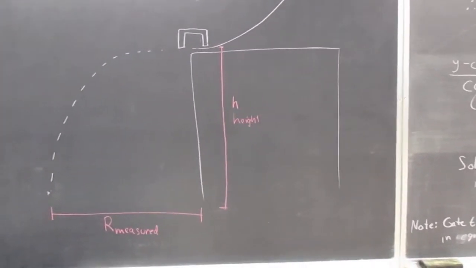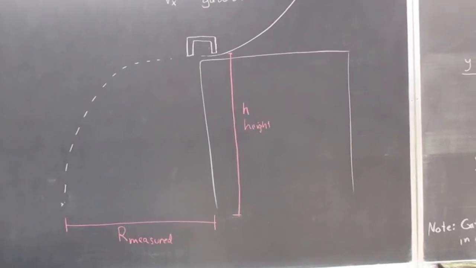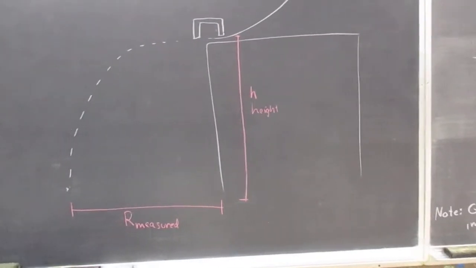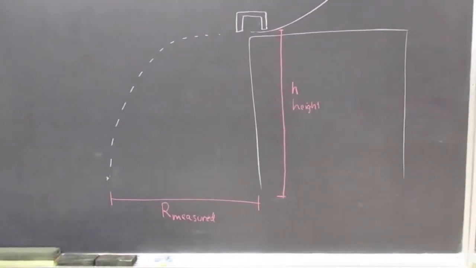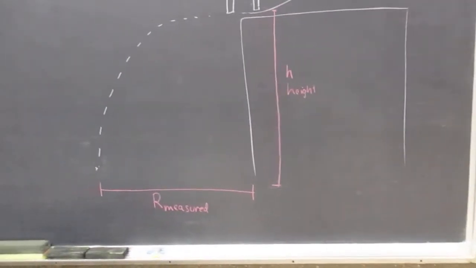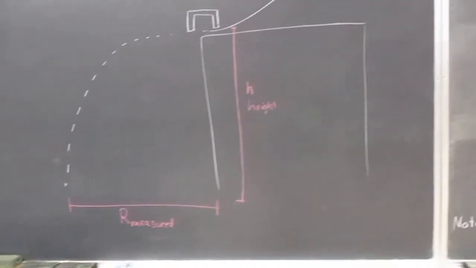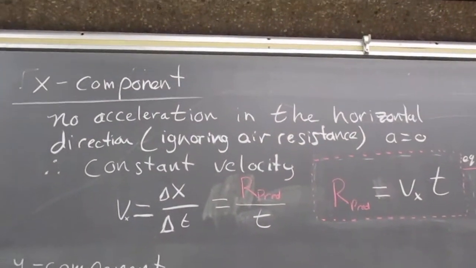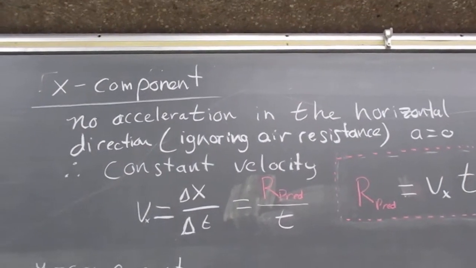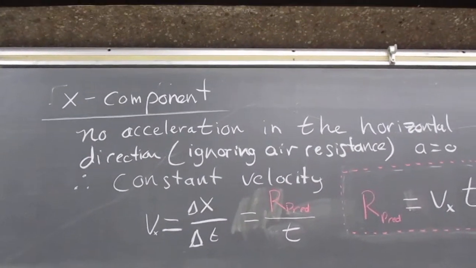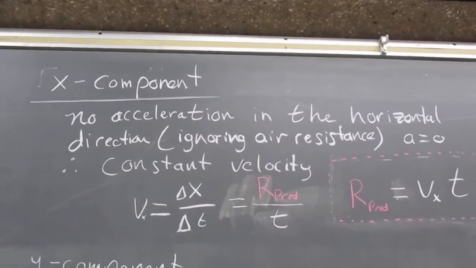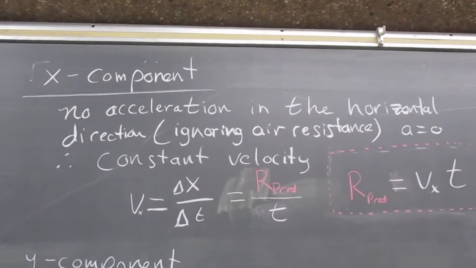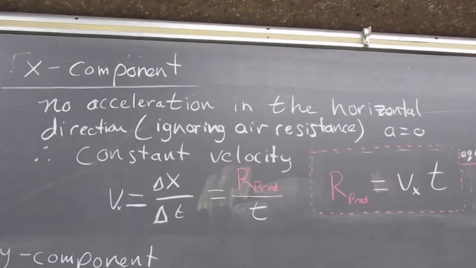Okay, so when we analyze these types of problems, we have to look at each component separately, the y component and the x component. So let's look at the x component, our horizontal component, first. As the ball flies through the air, if we ignore air resistance, we can say that there is no acceleration in the x direction, since there's no other forces acting in that direction. So we're going to assume that it's moving at constant velocity in our horizontal direction the entire time of flight.